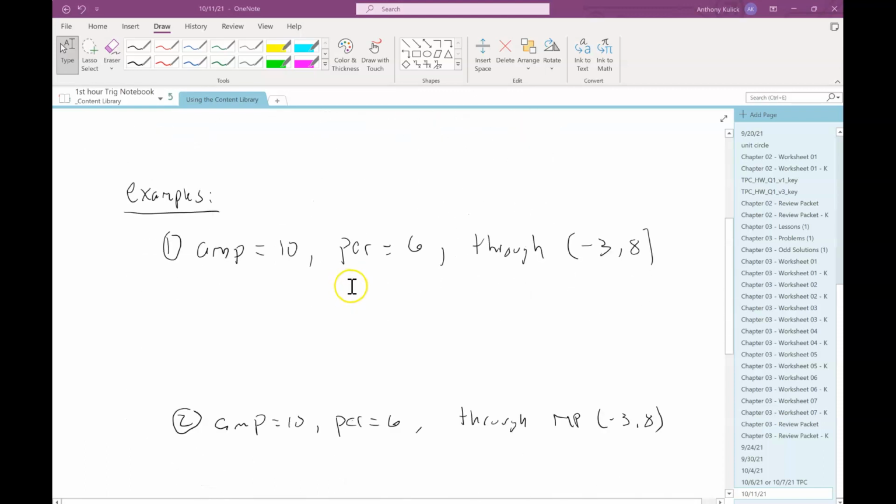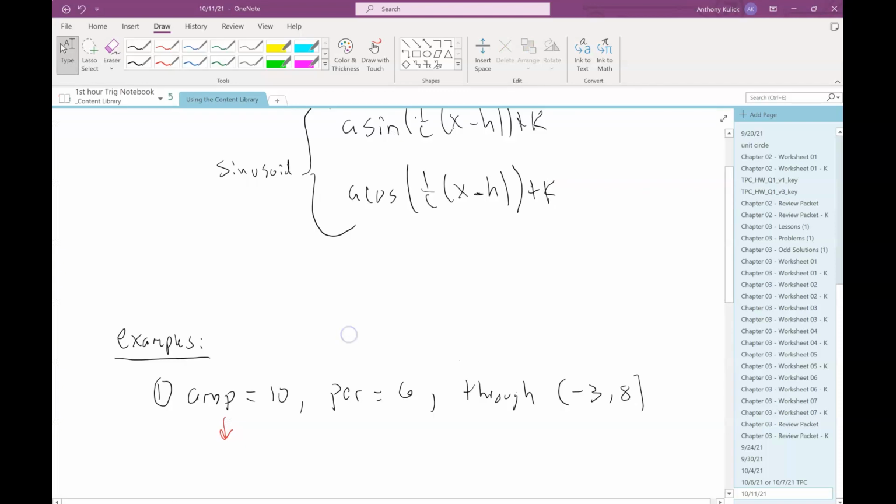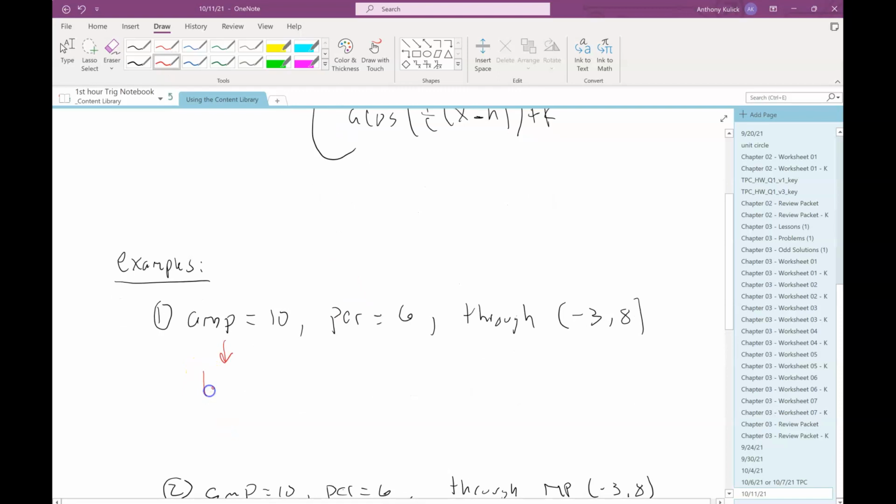Okay. So let's look at a couple of examples here. I'll walk through these with you guys and talk through what's going on. So in this one, we want to write the equation for a sinusoid whose amplitude is 10, period is 6, and it passes through the point (3, 8). So I remember the amplitude is related to the A coefficient, because again, our job is really to find these values for A, C, H, and K. So I remember the amplitude is the same as the absolute value of A.